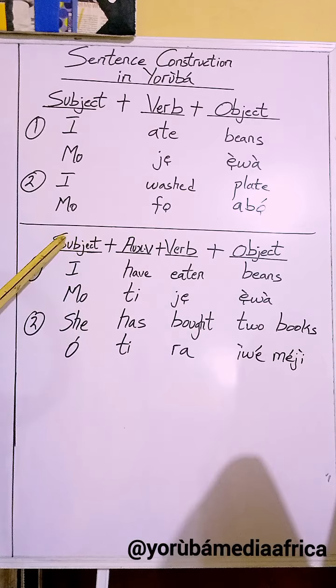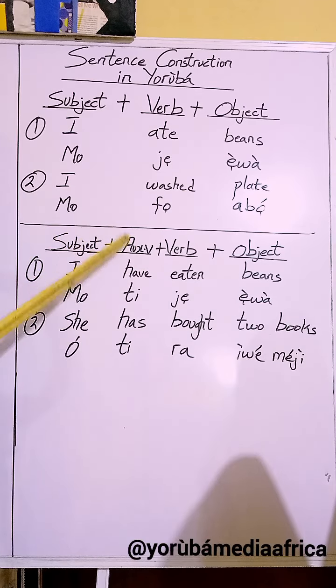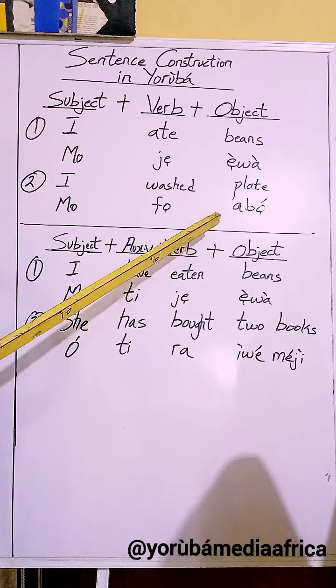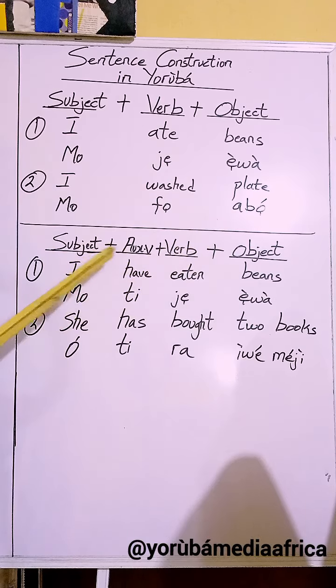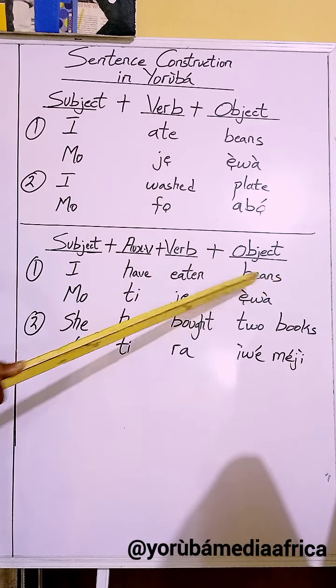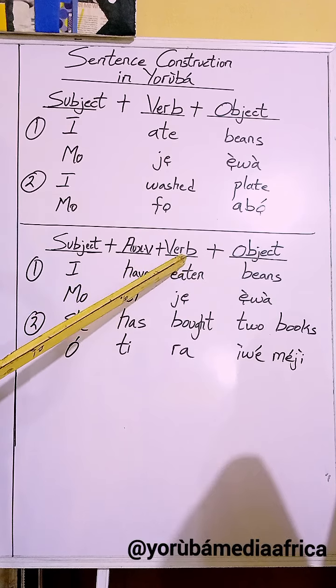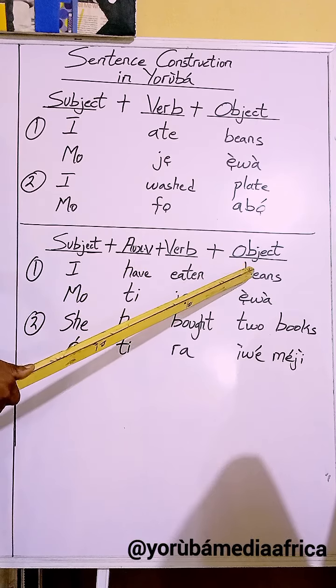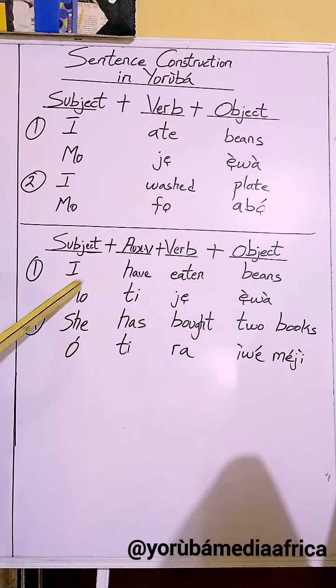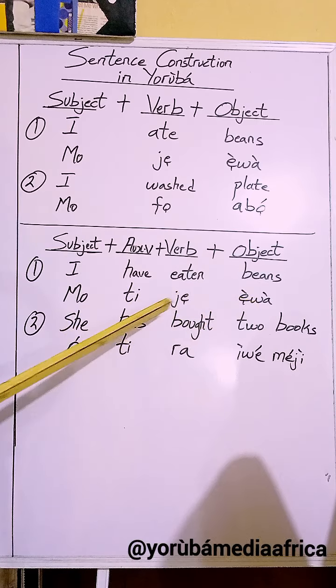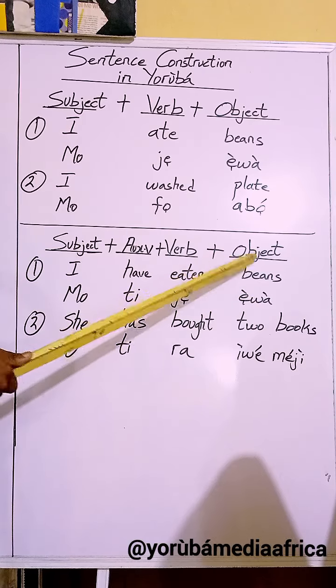Now let's look at this one where we have the subject plus auxiliary verb plus object. I have eaten beans. Mo ti jẹ ẹ̀wà. That is, I have eaten beans.